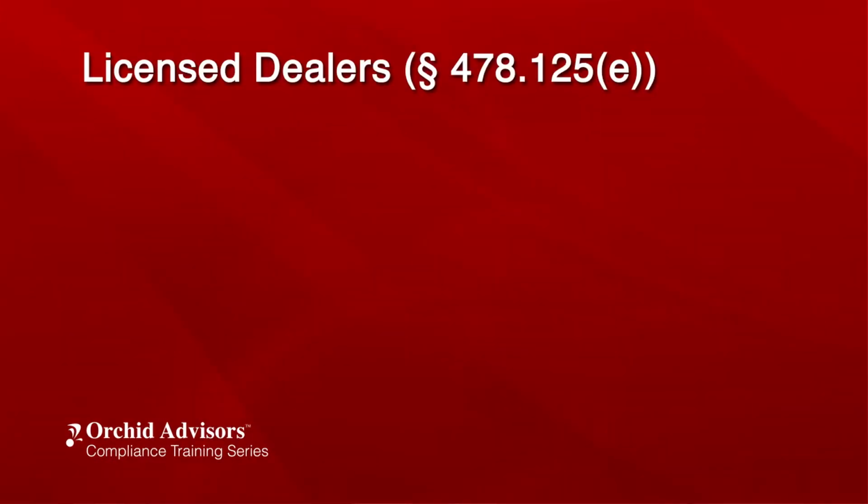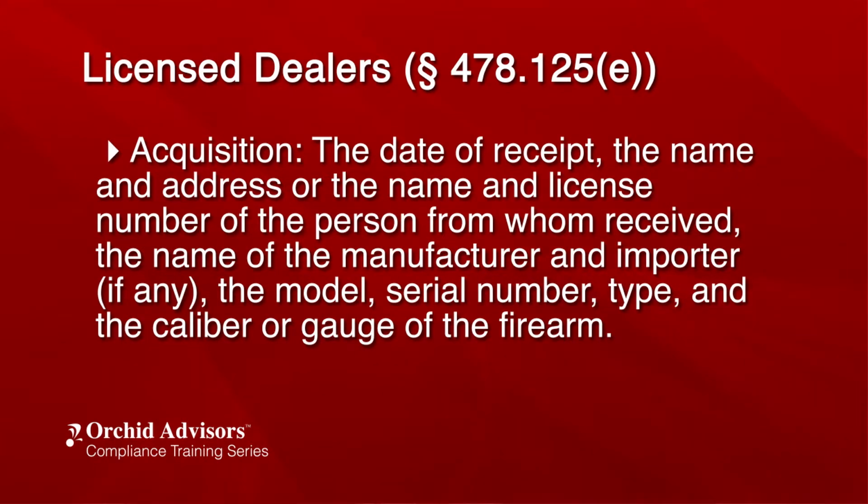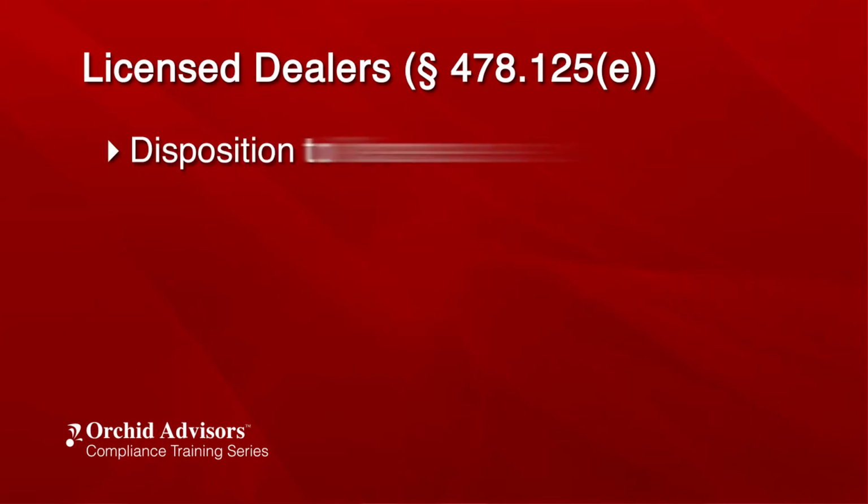Licensed dealers, Section 478.125E. Acquisition. The date of receipt, the name and address or the name and license number of the person from whom received, the name of the manufacturer and importer, if any, the model, serial number, type, and the caliber or gauge of the firearm. Disposition to licensees.